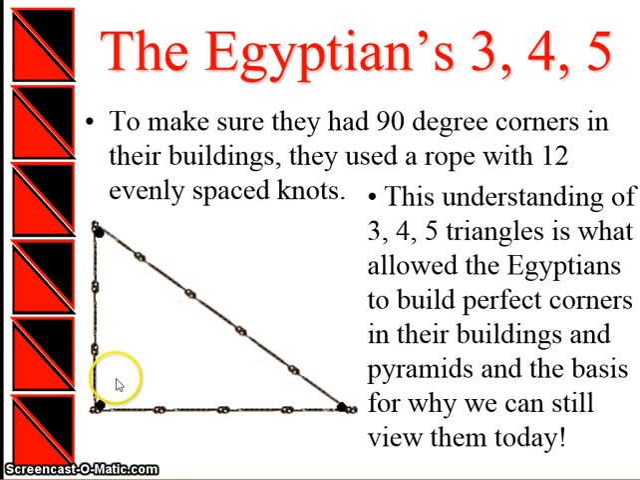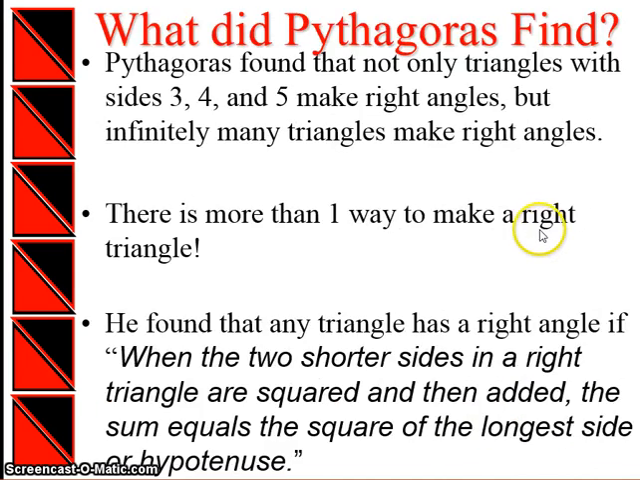And you can see here is a right angle, so you can see them testing it with this portion of the triangle. This understanding of 3, 4, 5 triangles is what allowed the Egyptians to build perfect corners in their buildings and pyramids, and is the basis for why we can still view them today.